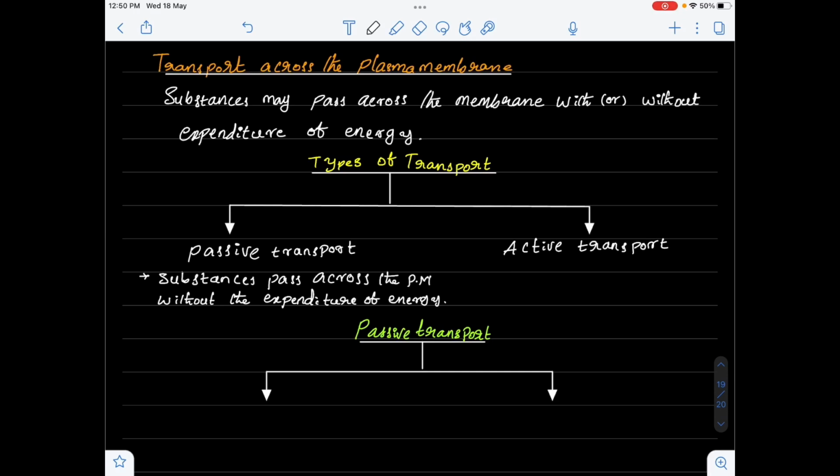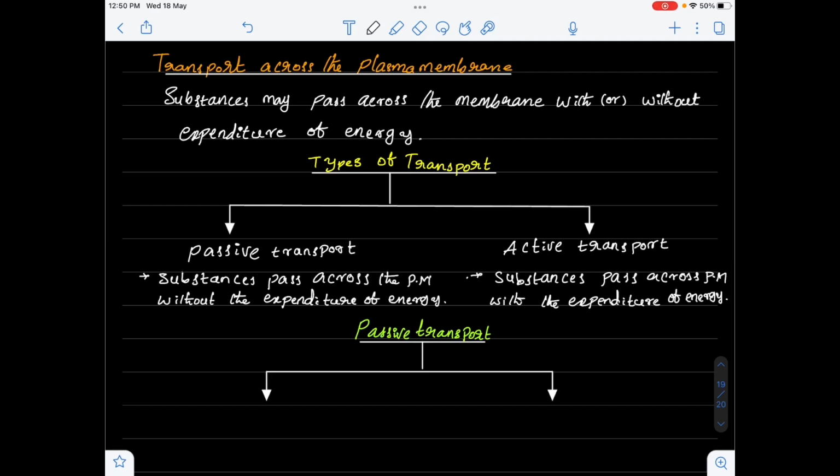If substances pass across the plasma membrane with the expenditure of energy, then it is called active transport.